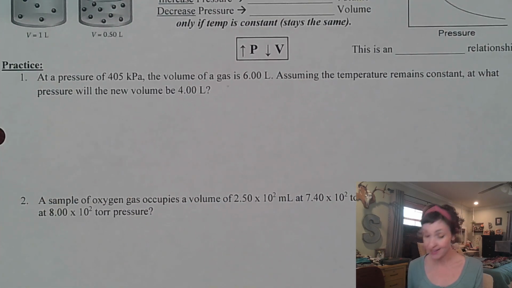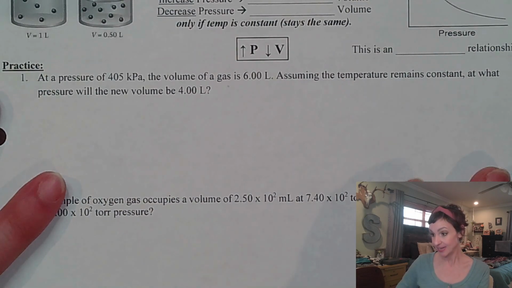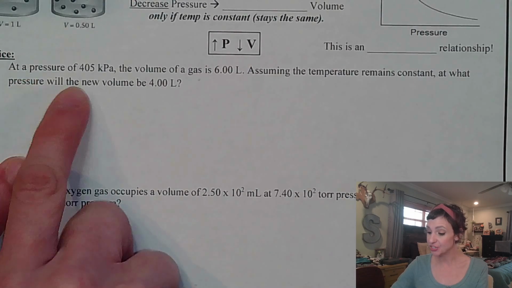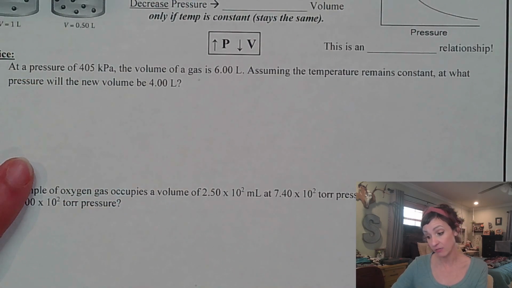The first one, and just by the way, in these problems, you're going to get a lot of numbers. It's super important that we remember what units are indicators of pressure, volume, and temperature so we can label the numbers as whether they are P's, V's, and T's and pick out what gas law to use. Okay, so the question states, at a pressure of 405 kPa, the volume of a gas is 6.00 liters.